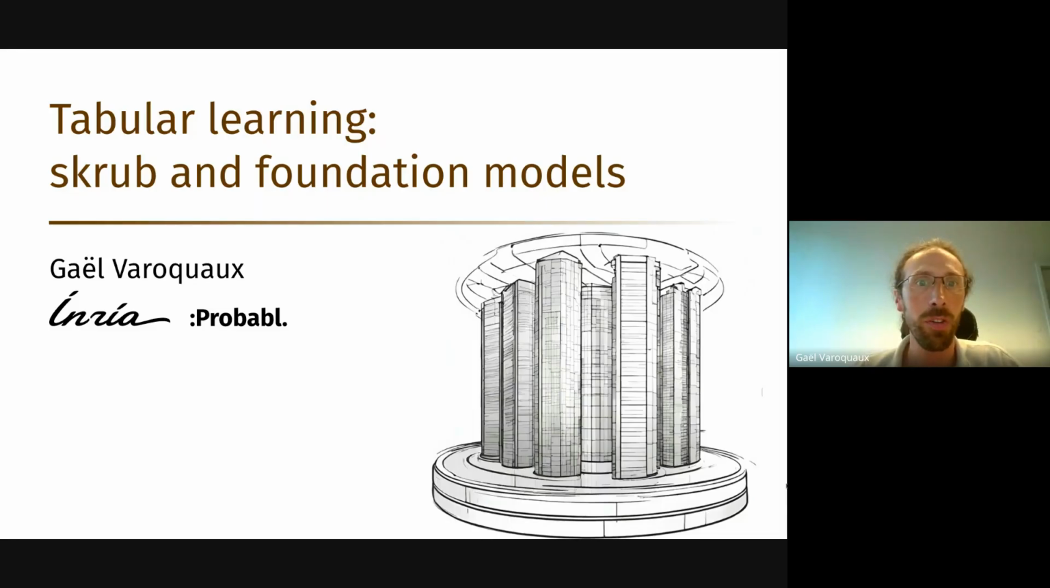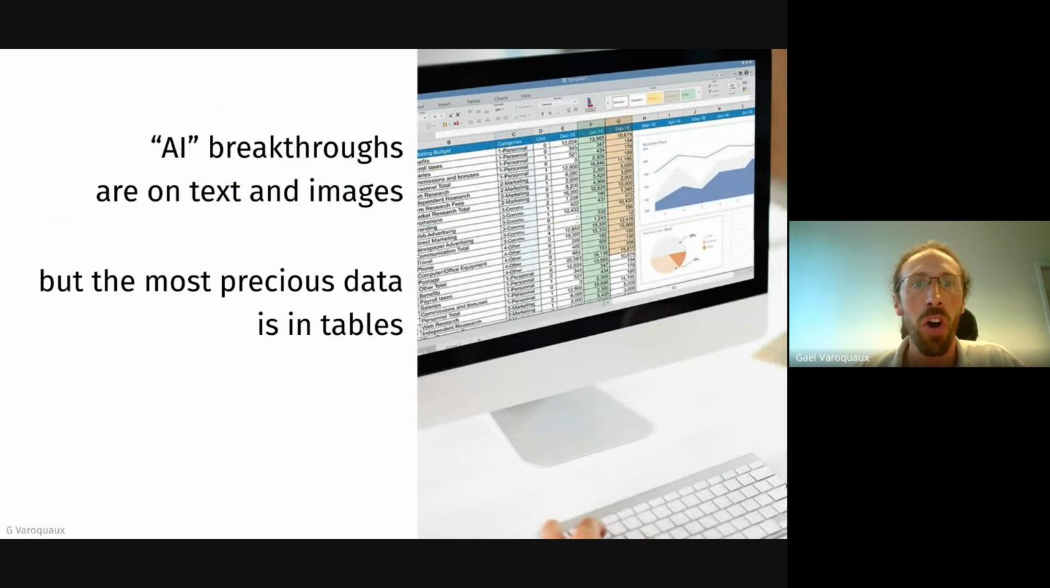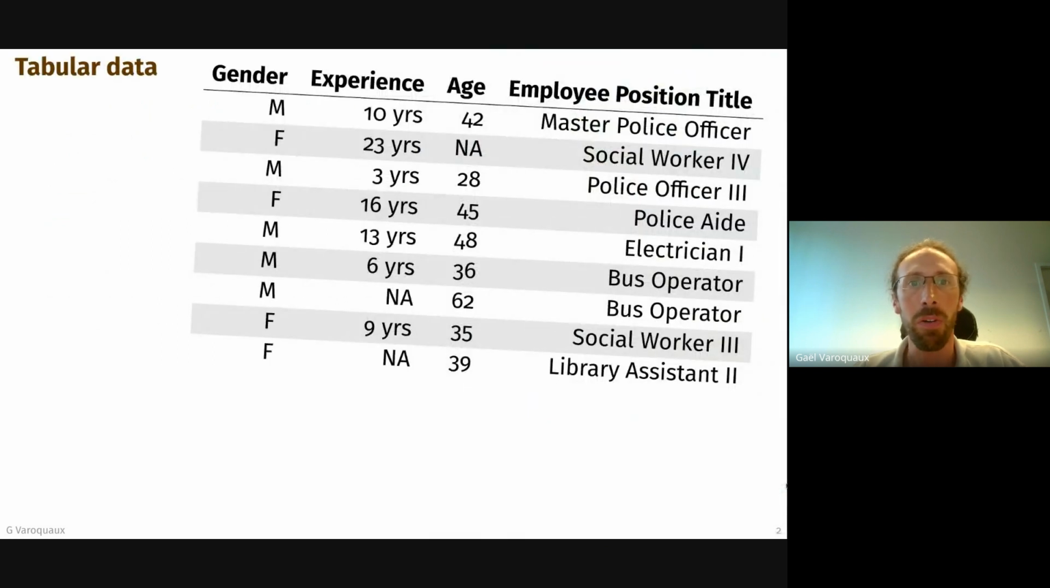Hi everyone. Today I'd like to talk about tabular learning, especially exciting breakthroughs with skrub and foundation models. Over the years, we've seen breakthroughs in AI, but mostly on text and images. And yet the most precious data is in tables. So what's special about tables?